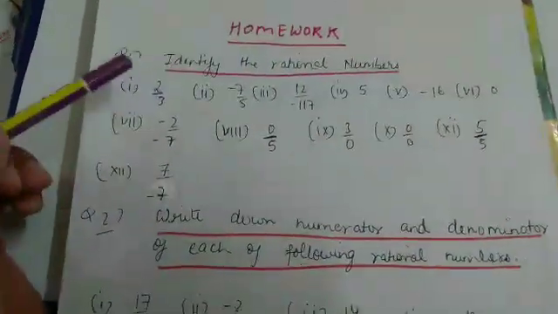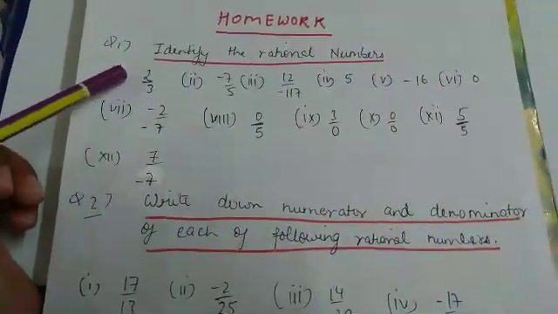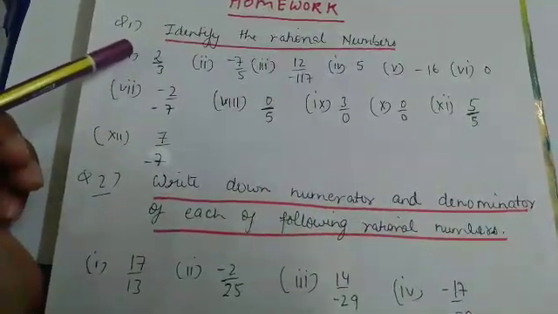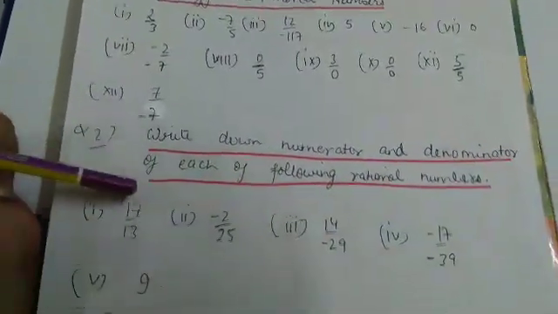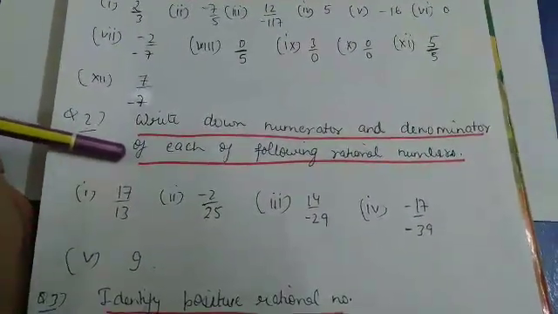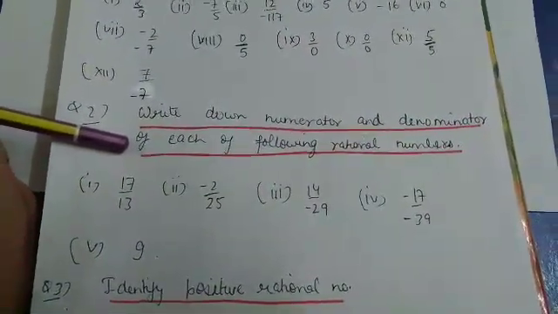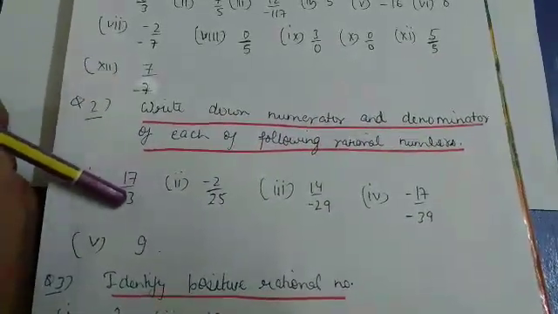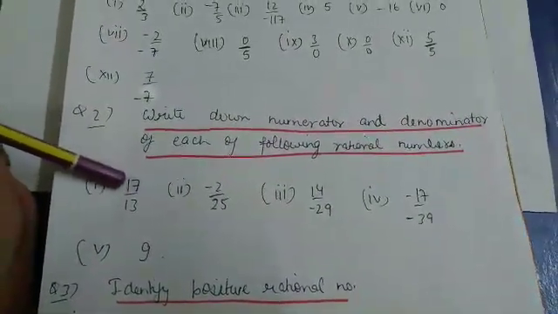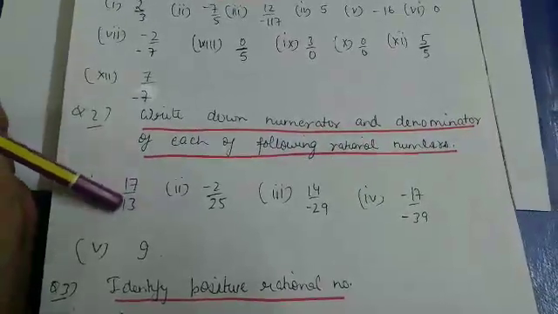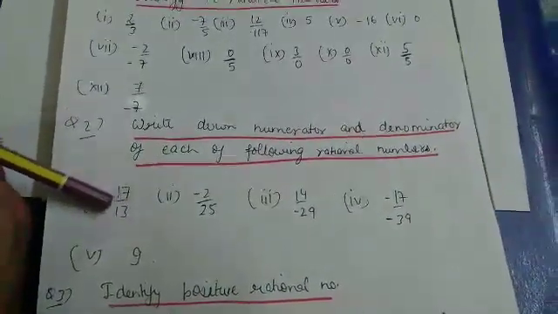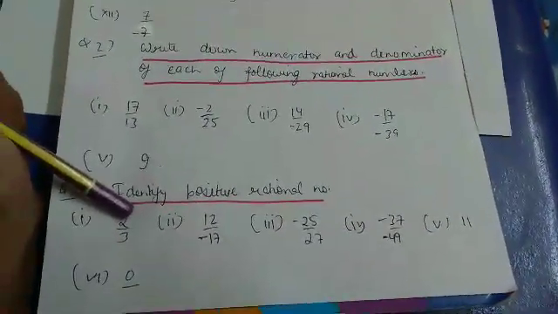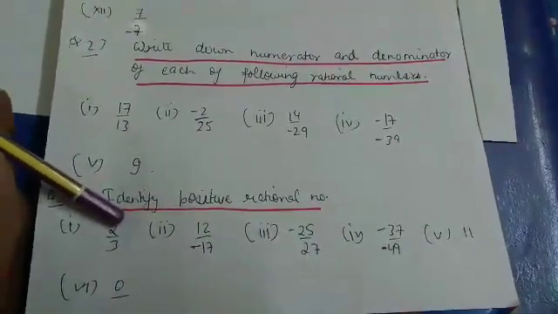your homework. Identify the rational numbers. First you have to identify which are rational numbers or not. Next question is, write down the numerator and denominator of each of the following rational numbers. You can represent numerator by n and denominator by d. You have to write numerator and denominator. After that, you have to identify positive rational numbers.